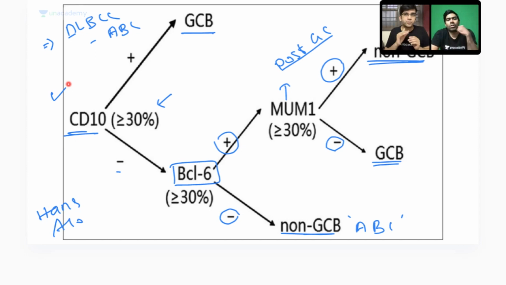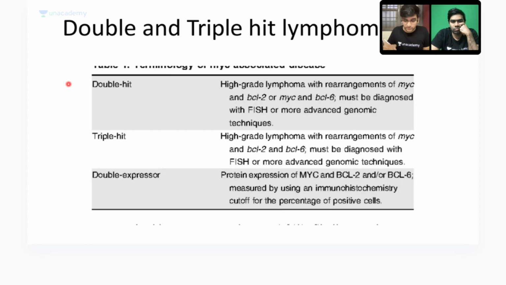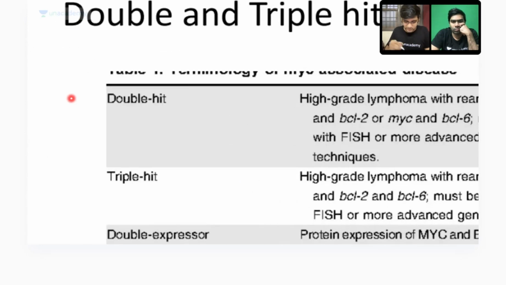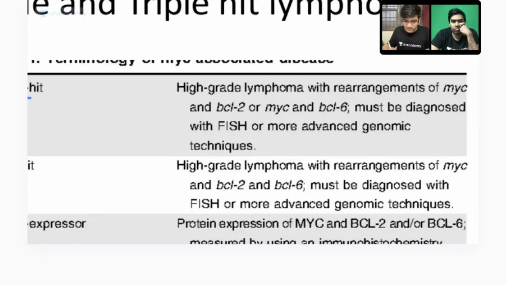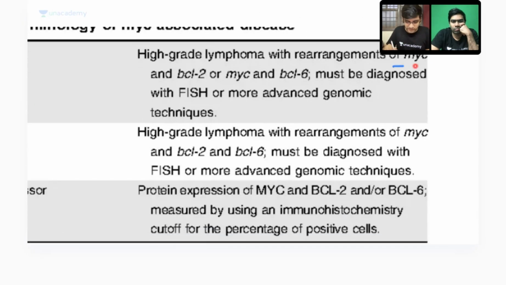Let's say a DLBCL with BCL2. I call it double hit mutation, double hit lymphomas. With BCL2, BCL6 and CMYC, I call it triple hit lymphomas, right? So this also is required, especially when the person is not performing well. I'll zoom a little bit. They have something called double hit lymphomas, which means it's a high grade lymphoma with rearrangement of MYC and BCL2, or MYC and BCL6. It's MYC plus BCL2 or MYC plus BCL6.